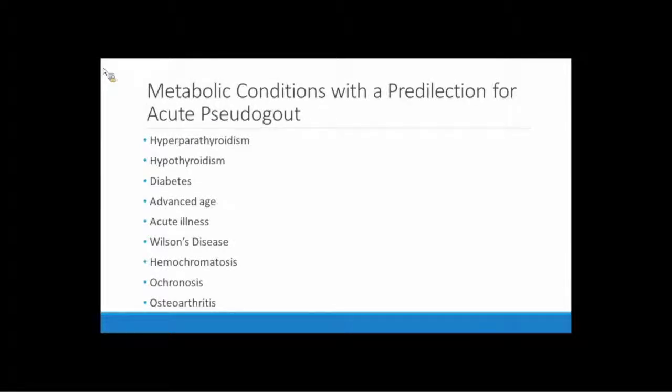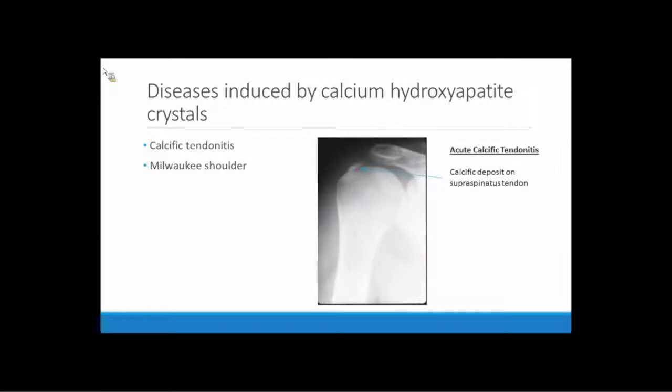Same as gout for the acute attack. Here's a list of metabolic abnormalities that are associated that you should know, particularly hyperparathyroidism, hypothyroidism, and diabetes. And so when you look at advanced age, acute illness, diabetes, hypothyroidism, and a hot wrist, that's a clinical scenario that screams pseudogout. And the others are rare. If you see pseudogout in a young person, think about Wilson's disease and hemochromatosis. That's pseudogout. We're done.